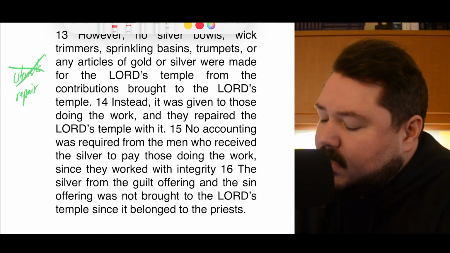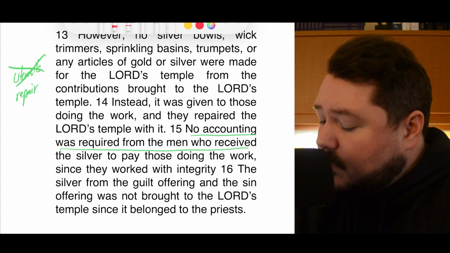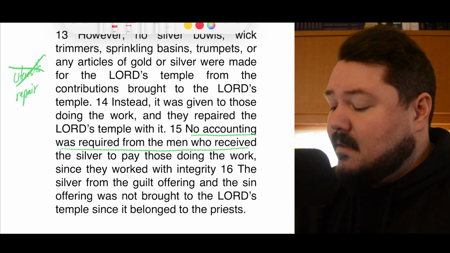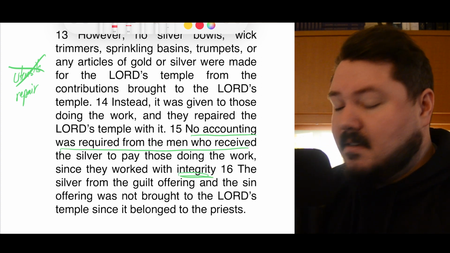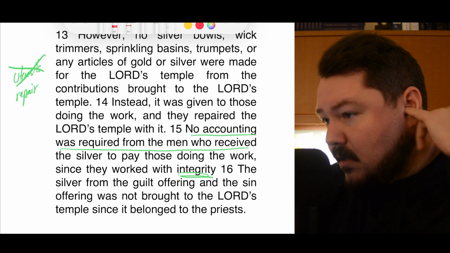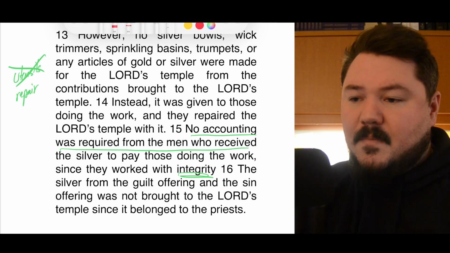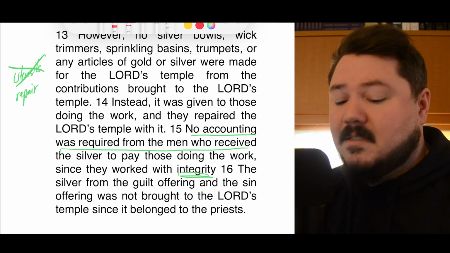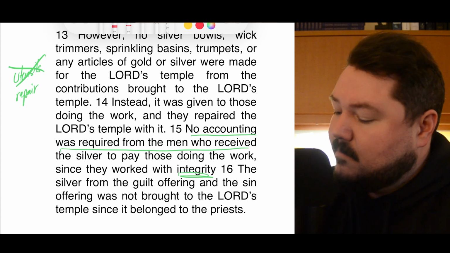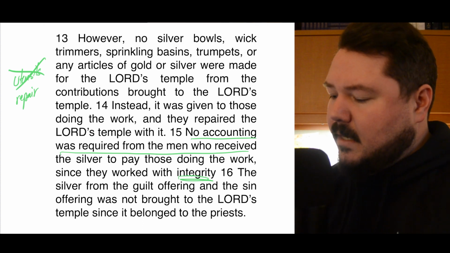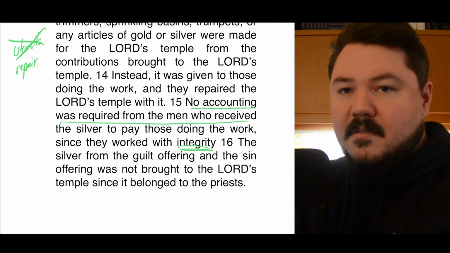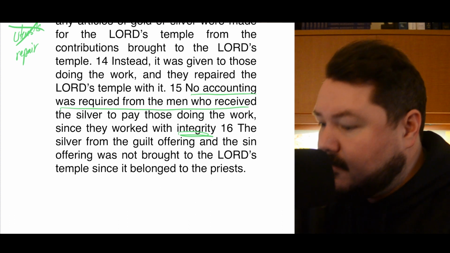And no accounting was required from the men because they were doing honest work with integrity. So, although there was some accountability in getting it from the boxes to the workers, once it went to the workers, they were people of integrity and they trusted them. All right, let's skip down to verse 17 here.